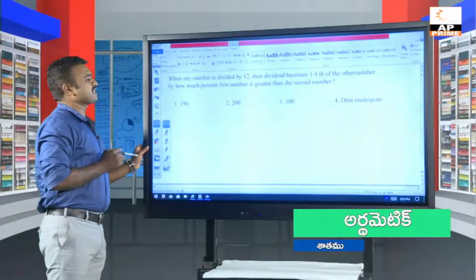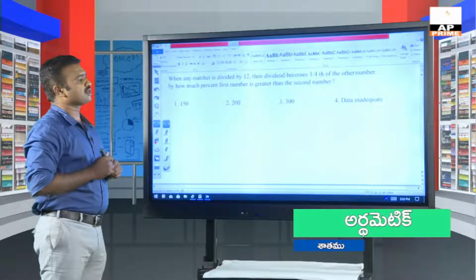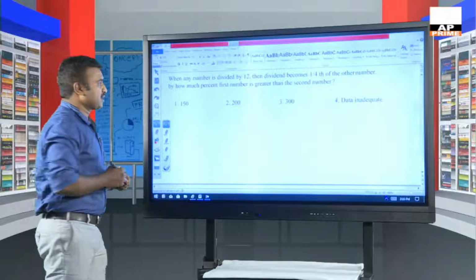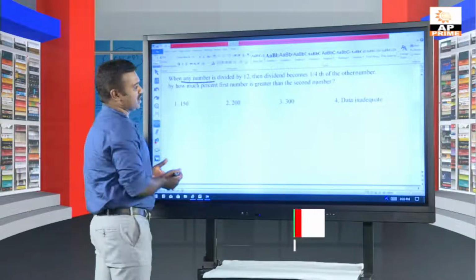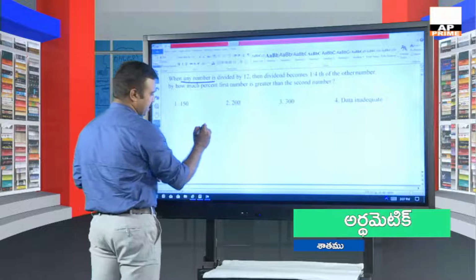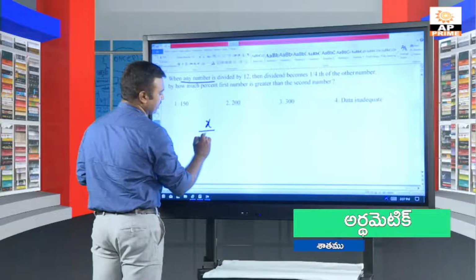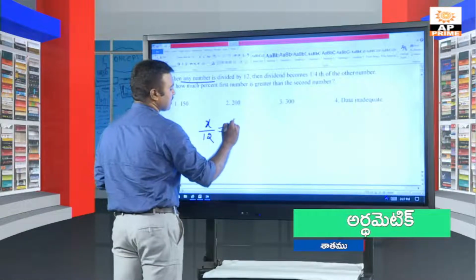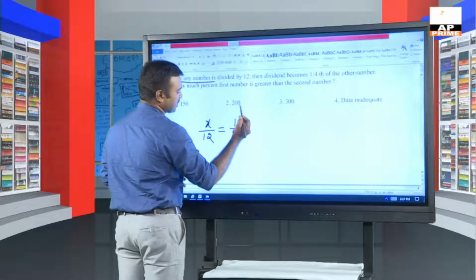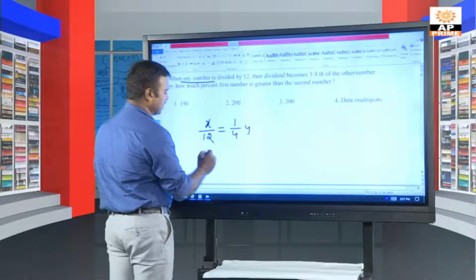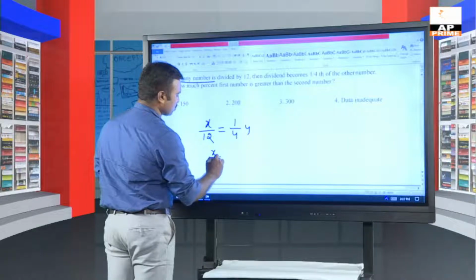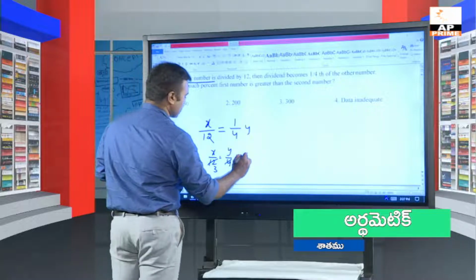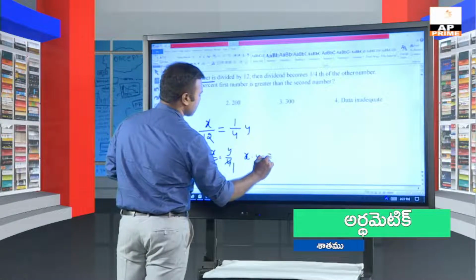When any number is divided by 12, then the dividend becomes 1/4 of the other number. How much percentage is the first number greater than the second number? We don't know the number; when one number is divided by 12, the dividend becomes 1/4 of the other number. So x/12 equals y/4. 4 times 1, 4 times 3. So x to y is 3 to 1.